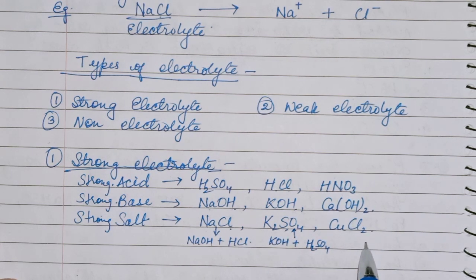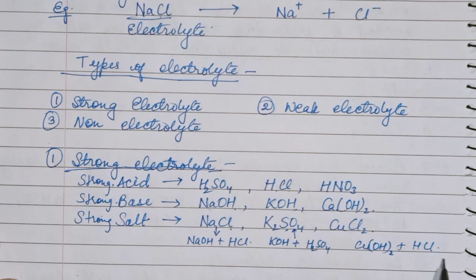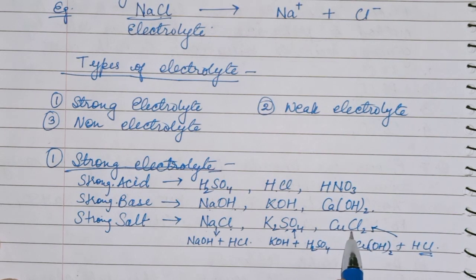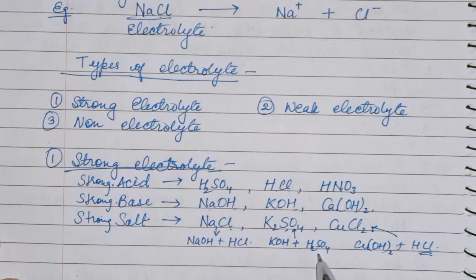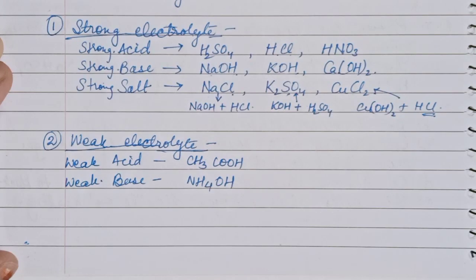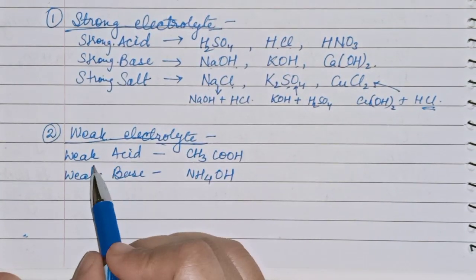Same here, Cu(OH)2 plus HCl. Here you cannot say that Cu(OH)2 is a strong base, but one component must be strong. The acid is strong. So you can say that CuCl2 is a strong salt. Either both acid and base must be strong, or any one will be strong, then the salt formed is a strong salt. Now weak electrolyte.